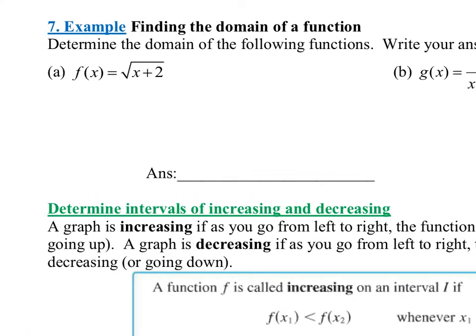The function a, f of x equals the square root of x plus 2. So again, what do we need to remember with radicals? With radicals, we need to remember that whatever you take the square root of needs to be greater than or equal to 0. So whatever's underneath the radical, in this case x plus 2, has to be greater than or equal to 0. We subtract 2 from both sides, and we would have x is greater than or equal to -2.